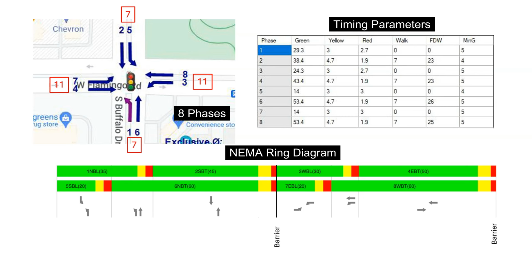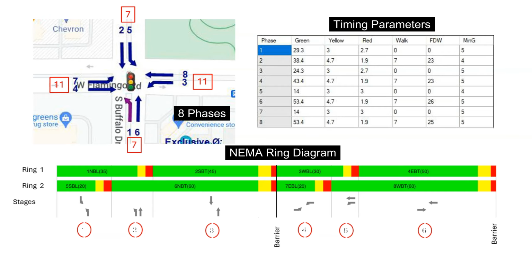A NEMA ring structure typically has 2 rings and 2 barriers, although more rings and barriers are also allowed in modern signal controllers. Phases within the same ring are conflicting and therefore will never appear together. Phases in different rings are compatible and can appear together. A barrier indicates a transition in right-of-way from one street to the other.